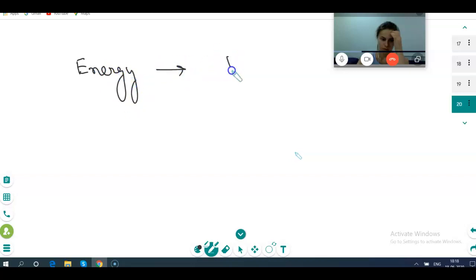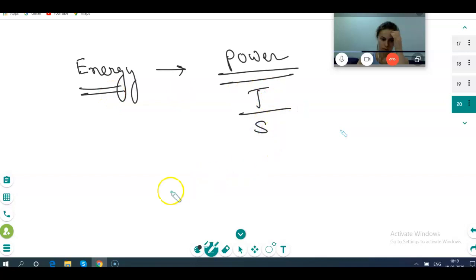What is power then? How is it related with energy? What is power? It's energy over time. Energy over time, very good. What is the unit of power? Newton over time? Sorry, not Newton. Joule over time. Joule per second. Correct? It is watt.